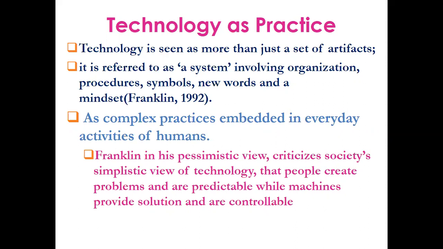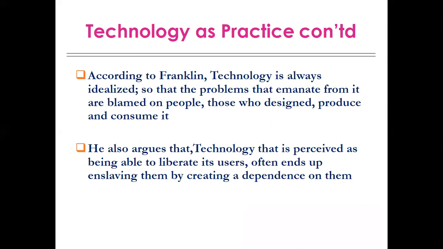Okay, that's how Franklin says we have made technology look, and he makes technology look bad. So according to Franklin, technology is always idealized so that the problems that emanate from it are blamed on people, those who design, produce, and consume it. Okay, so he says that we have made technology a Superman, because it's as if technology cannot be blamed for anything. It is the people that made it that are to be blamed.